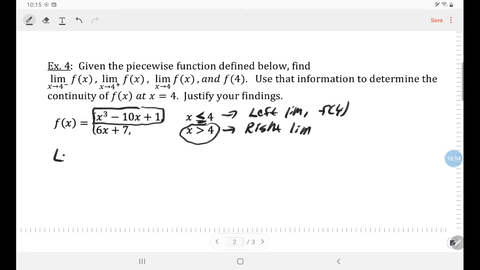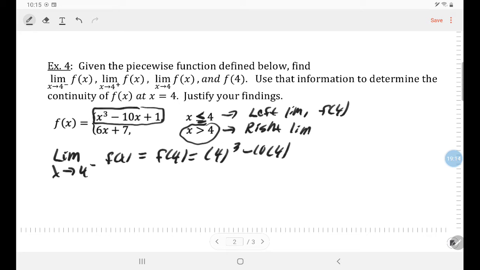So I'm going to go, here's my limit as x approaches 4 from the left of f of x. And since I'm substituting into the same function, I'm also finding f of 4 at the same time. So that makes 4 cubed minus 10 times 4 plus 1. That's 64 minus 40 is 24. That's 25.